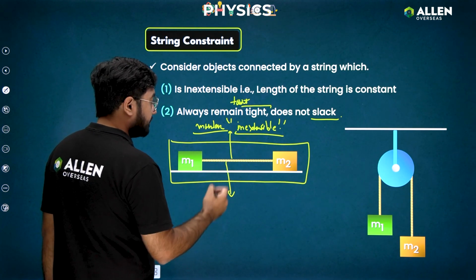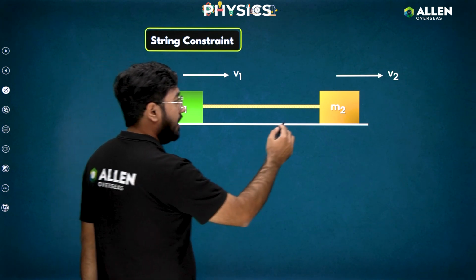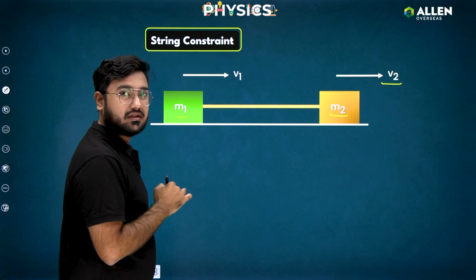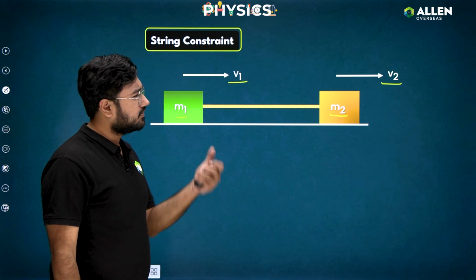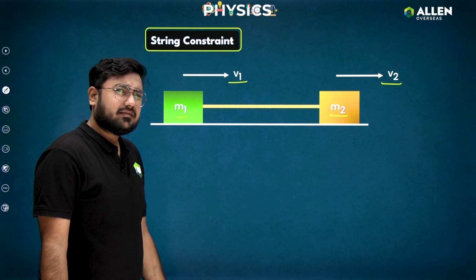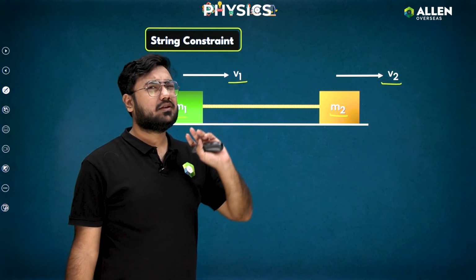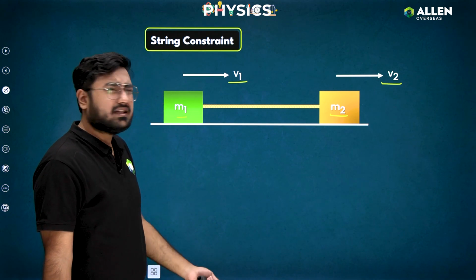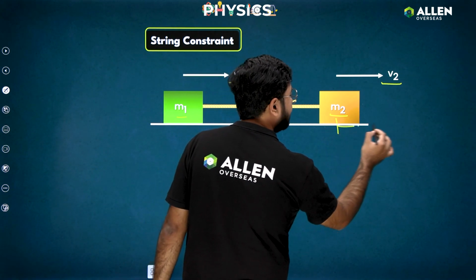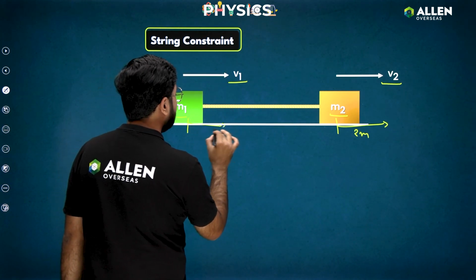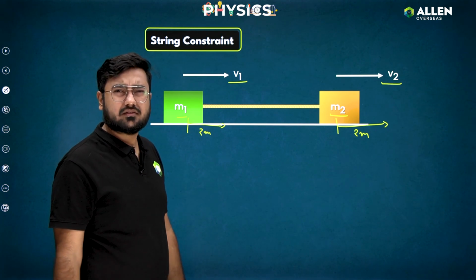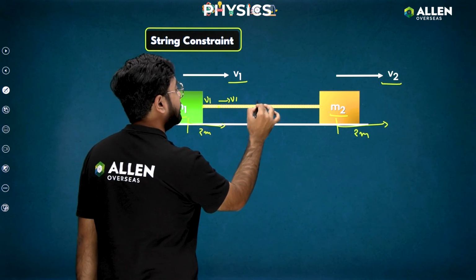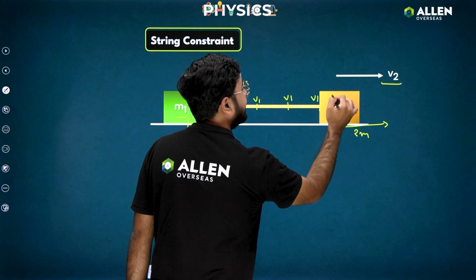So suppose you have this block, M2 and M1. Suppose M2 is moving with velocity V2, and mass M1 is moving with velocity V1. Then you must agree that V1 must be equal to V2 if the string is inextensible and it does not slack. Agreed? That's common sense. That means if this thing moves 2 meter, this thing also moves 2 meter in same time. Simple. That means if the velocity of this point is V1, the velocity of this point will also be V1, for this point it is also V1, and hence V2 is equal to V1.